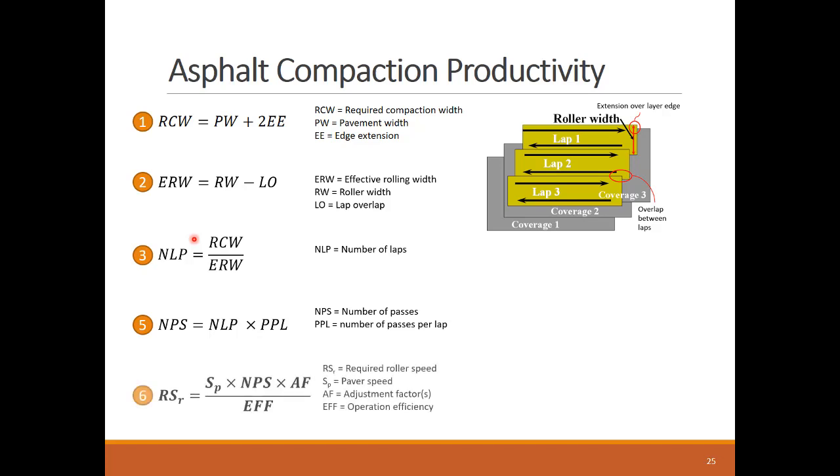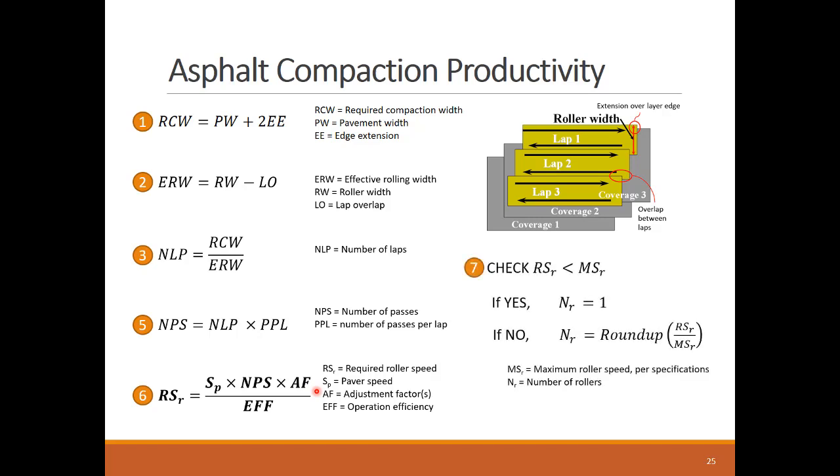Then we calculate the required speed of the roller, RSR, by multiplying the paver speed, the number of pavement passes, one or more adjustment factors, and dividing by an efficiency factor. You can see that always the roller speed is much faster than the paver speed, as the roller goes many passes behind the paver, and they are required to be closely following the paver to compact the fresh pavement.